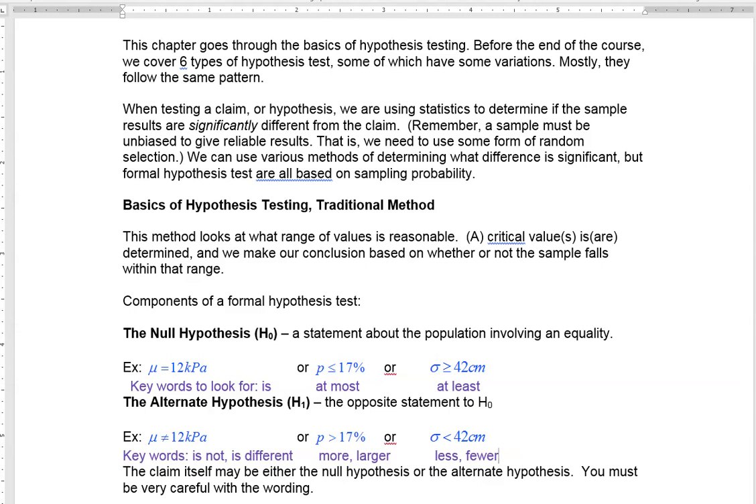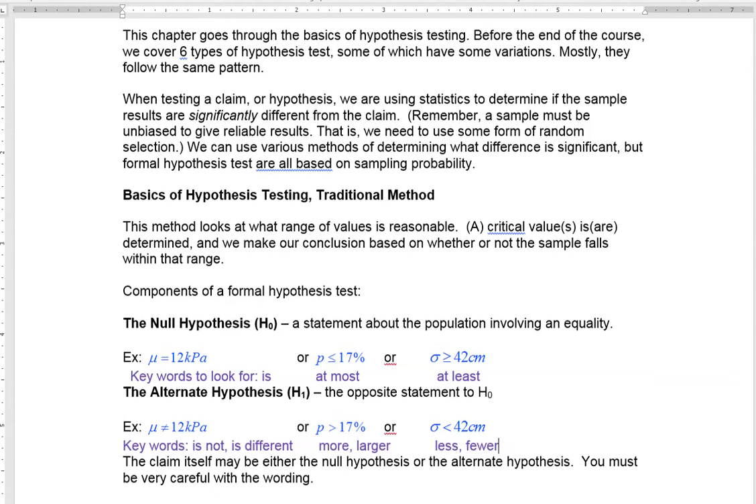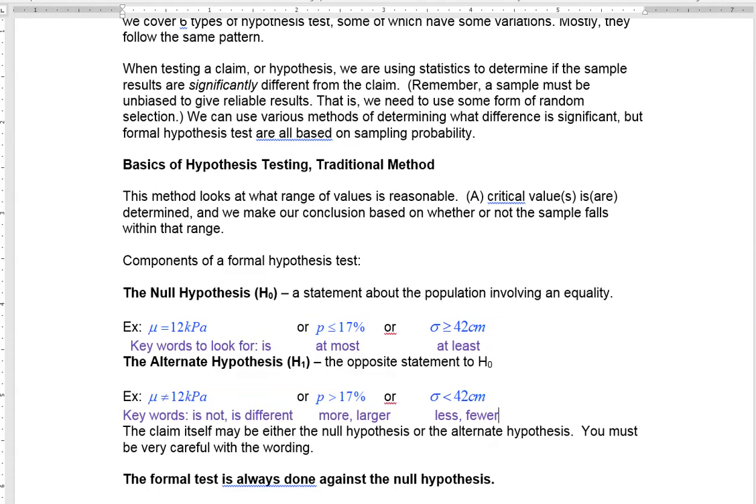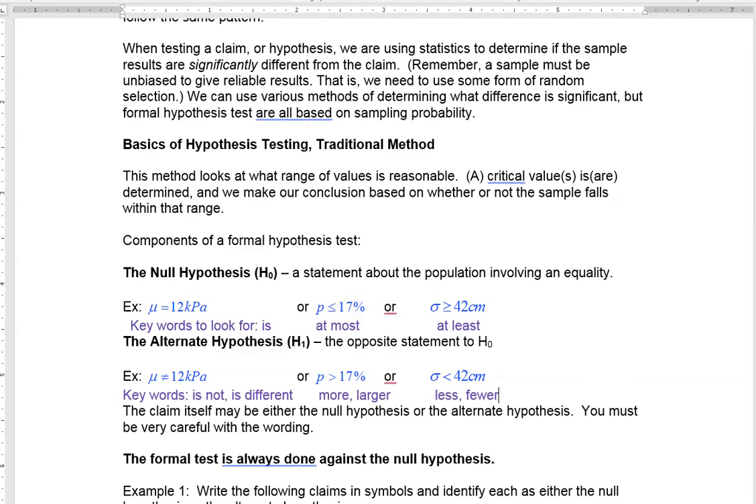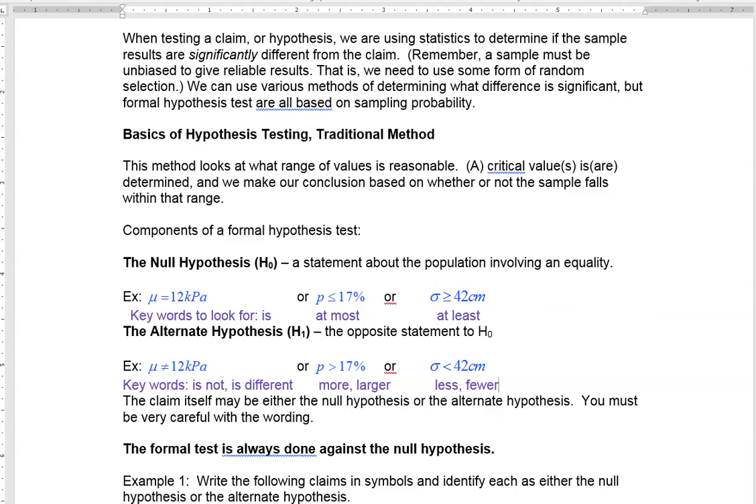So the claim itself can be either one of these things, and we do have to be careful with the wording, because depending on what the claim is, that affects how we word our conclusion. So always when we do our calculations, the formal test is done against the null hypothesis. We're going to make a decision at the end, reject or do not reject that null hypothesis. That is not necessarily the claim, it may be the claim. So we're going to look at a couple examples and put them into symbols and decide which one they are.